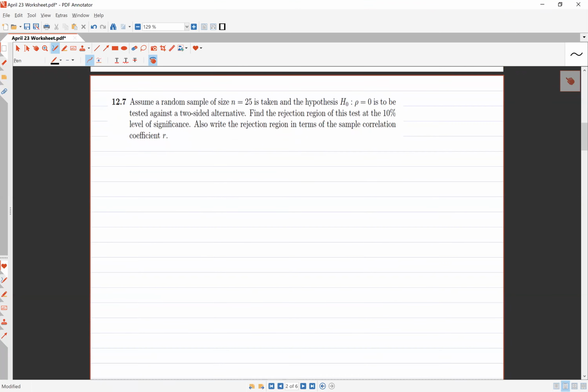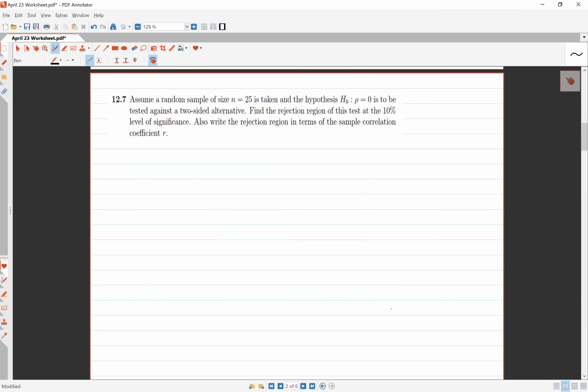Now, the next one is still related, except here we're going to revisit the idea of a rejection region. So we're assuming that someone takes a sample of size 25. They want to test the hypothesis of zero correlation against a two-sided alternative. And we want to find the rejection region of this test at the 10% level of significance. So effectively, we're saying we know we're working with a t distribution with 23 degrees of freedom, sample size minus 2.